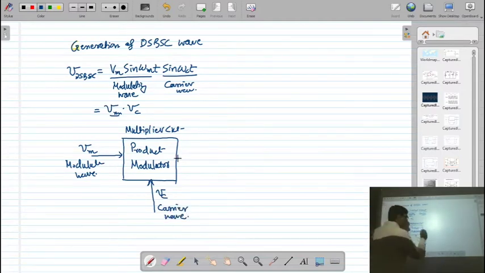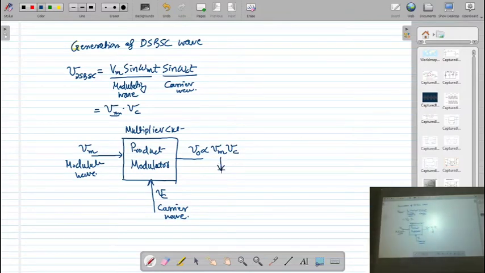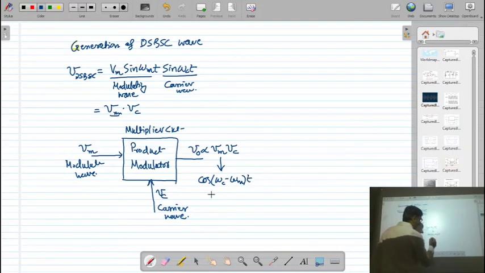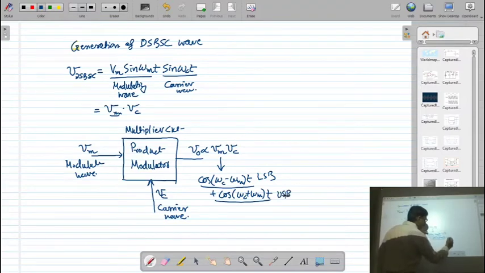So the output will be proportional to Vm into Vc, and mathematically we already know that this product contains a term cos(ωc − ωm)t plus a cos(ωc + ωm)t. This means that in the output we have the lower sideband frequency (LSB) and the upper sideband frequency present, but the carrier is absent.